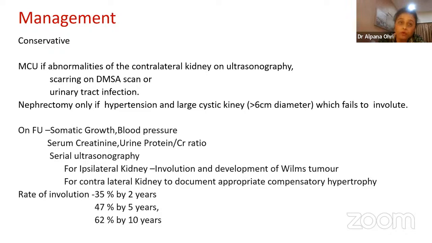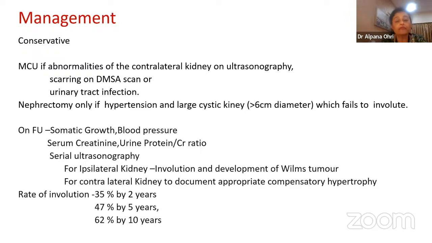Nephrectomy, which was done very often a few decades ago, is not normally done. Only if there is severe hypertension with residual renal parenchyma on DMSA, or a very large cystic ovary which fails to involute. Most patients are followed up by monitoring somatic growth and blood pressure, serum creatinine, urine protein creatinine ratio, and serial sonography.